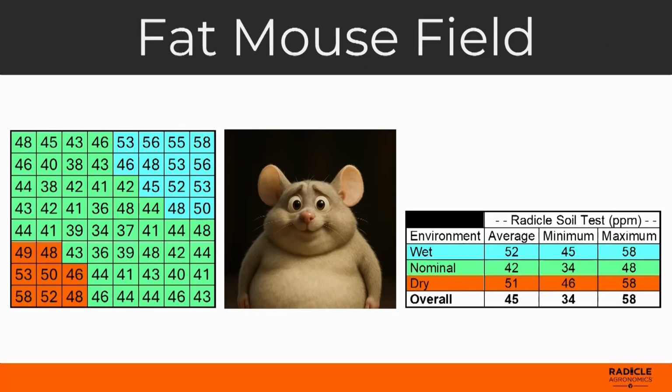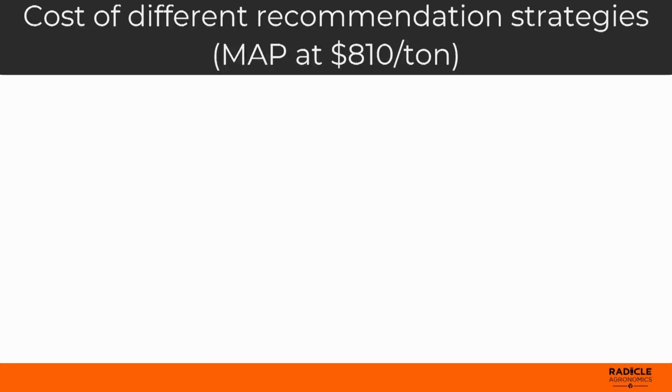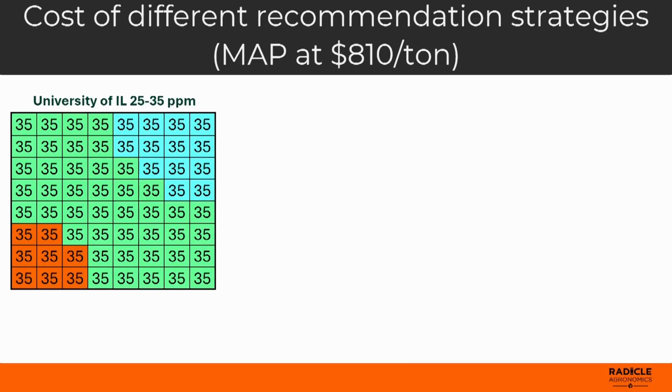So we have this fat mouse field. Soil test values, 45 parts per million on average, right? Well, the cost of different recommendation strategies here, University of Illinois, what are you going to do? Everything's over 35 parts per million. My field is going to become 35 parts per million. I'm going to save $35 an acre, $5,600 a field by doing that, just dropping it to 35.